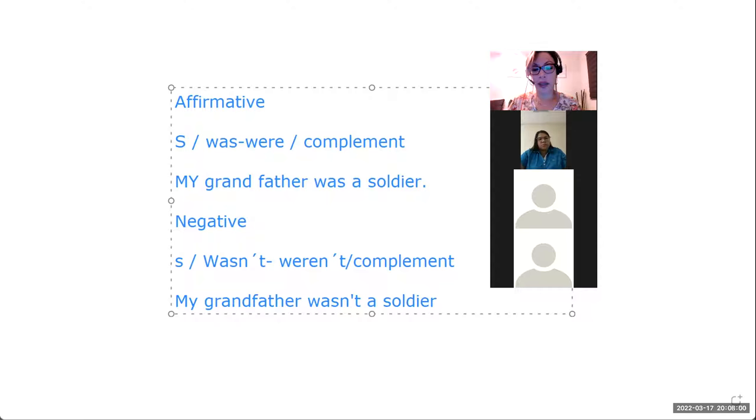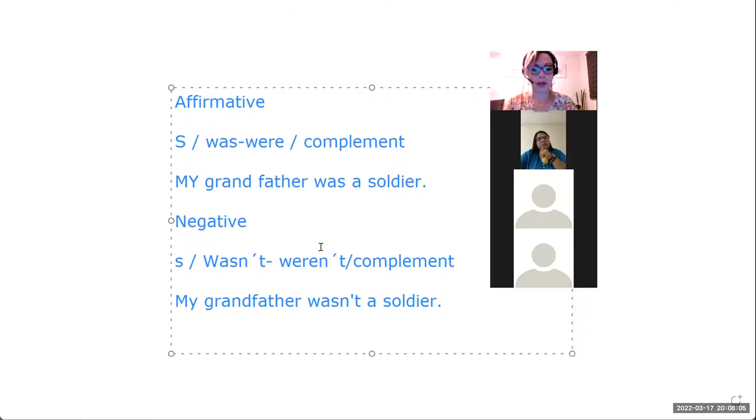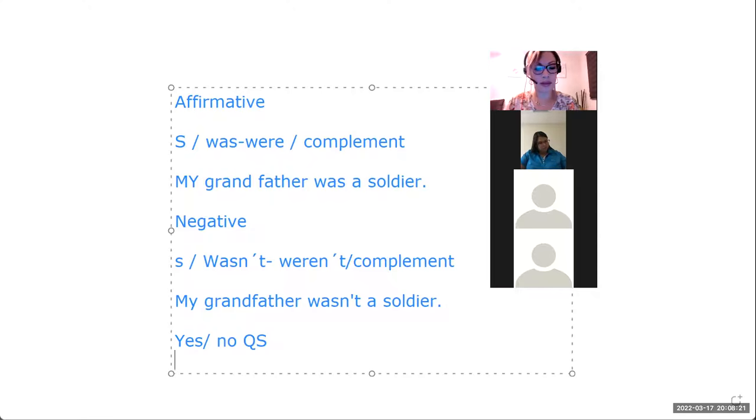Now, to make it a yes, no question, ahora quiero convertir esto mismo en una yes, no question. ¿Cómo lo haría? Was your father a soldier? Es así, podría ser una opción, was, at the beginning, luego el sujeto que sería your grandfather. Was your grandfather a soldier?